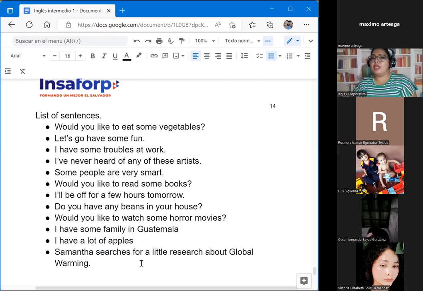Okay, we have some sentences using those expressions related to quantity that you have on the document. We have the first one: would you like to eat some vegetables? Let's go have some fun. I have some troubles at work. I've never heard of any of these authors. Some people are very smart. Would you like to read some books? I will be out for a few hours tomorrow. Do you have any beans in your house? Would you like to watch some horror movies? I have some family in Guatemala. I have a lot of apples. Samantha searched for a little research about global warming.